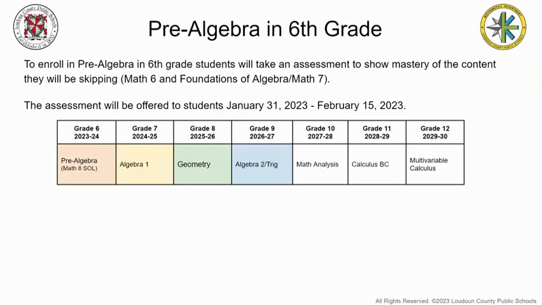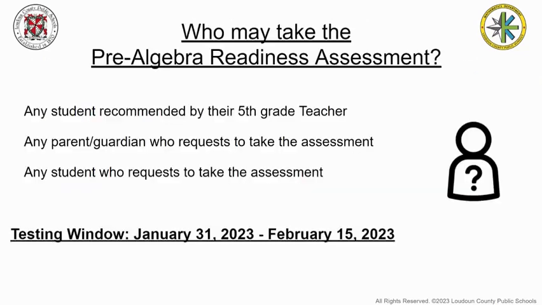Students who wish to enroll in pre-algebra in 6th grade will take an assessment and meet the qualifying score. This assessment will be available to all students who are interested in this mathematics pathway. Interested students will work with their 5th grade teacher to schedule taking this assessment. Students who receive a qualifying score on the assessment will be recommended by their 5th grade teacher for pre-algebra in 6th grade.